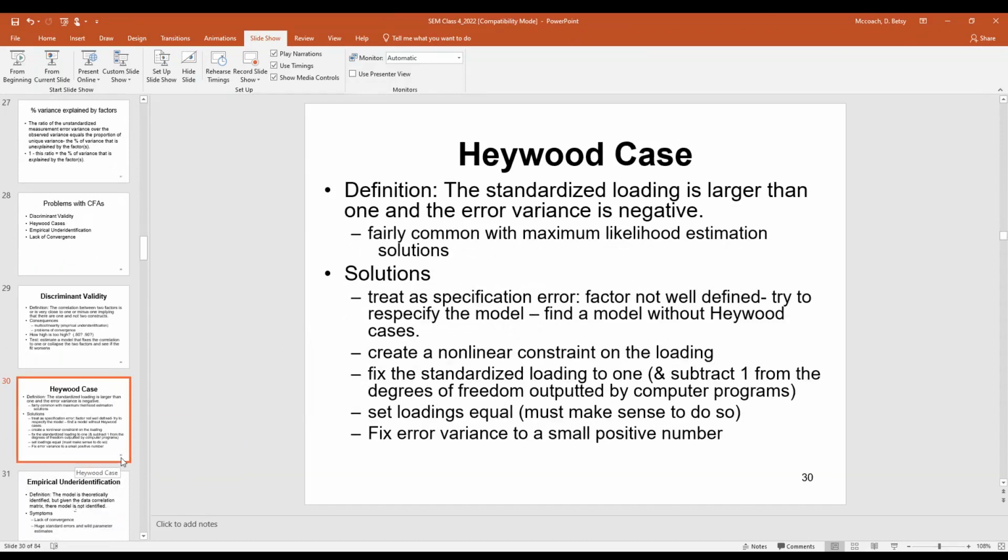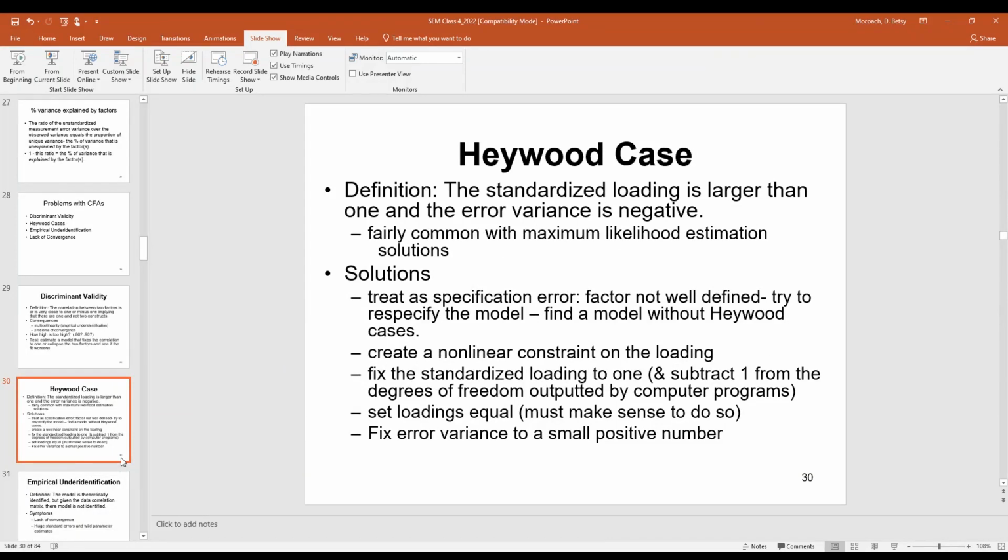So we talked a little bit about Haywood cases. What can I do? I'm going to try to respecify my model. There are lots of options. Maybe I just did something dumb. Often I did. Often when this happens, there's maybe an obvious respecification you should try. There are some other things you can do. You can create a nonlinear constraint on loading. We're not going to talk about that in any more detail right now.